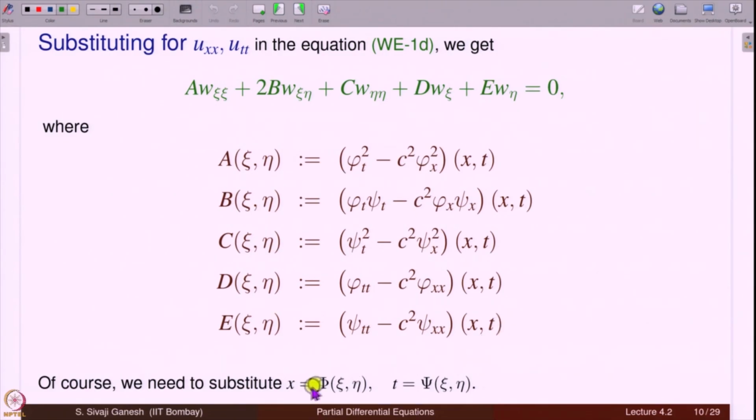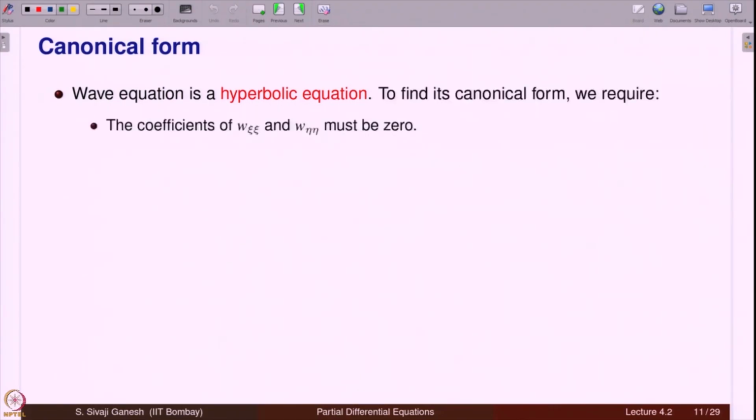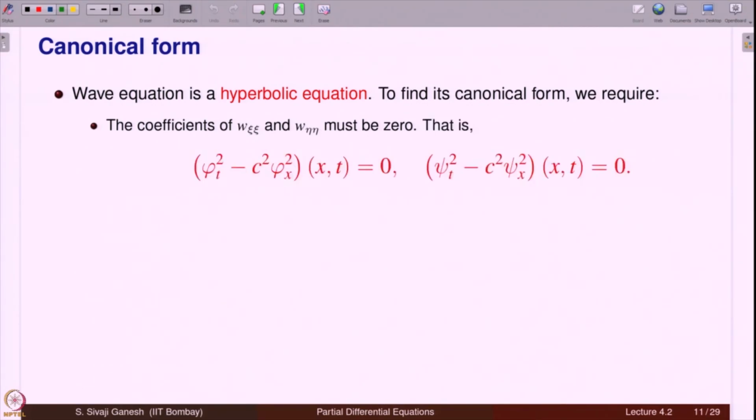Okay, for x and t we have to substitute capital Phi and capital Psi. So, the wave equation is a hyperbolic equation. To find its canonical form we require that the coefficients of w xi xi and w eta eta must be 0. What are they? This is the coefficient of w xi xi, this is for w eta eta. We want that to be 0.